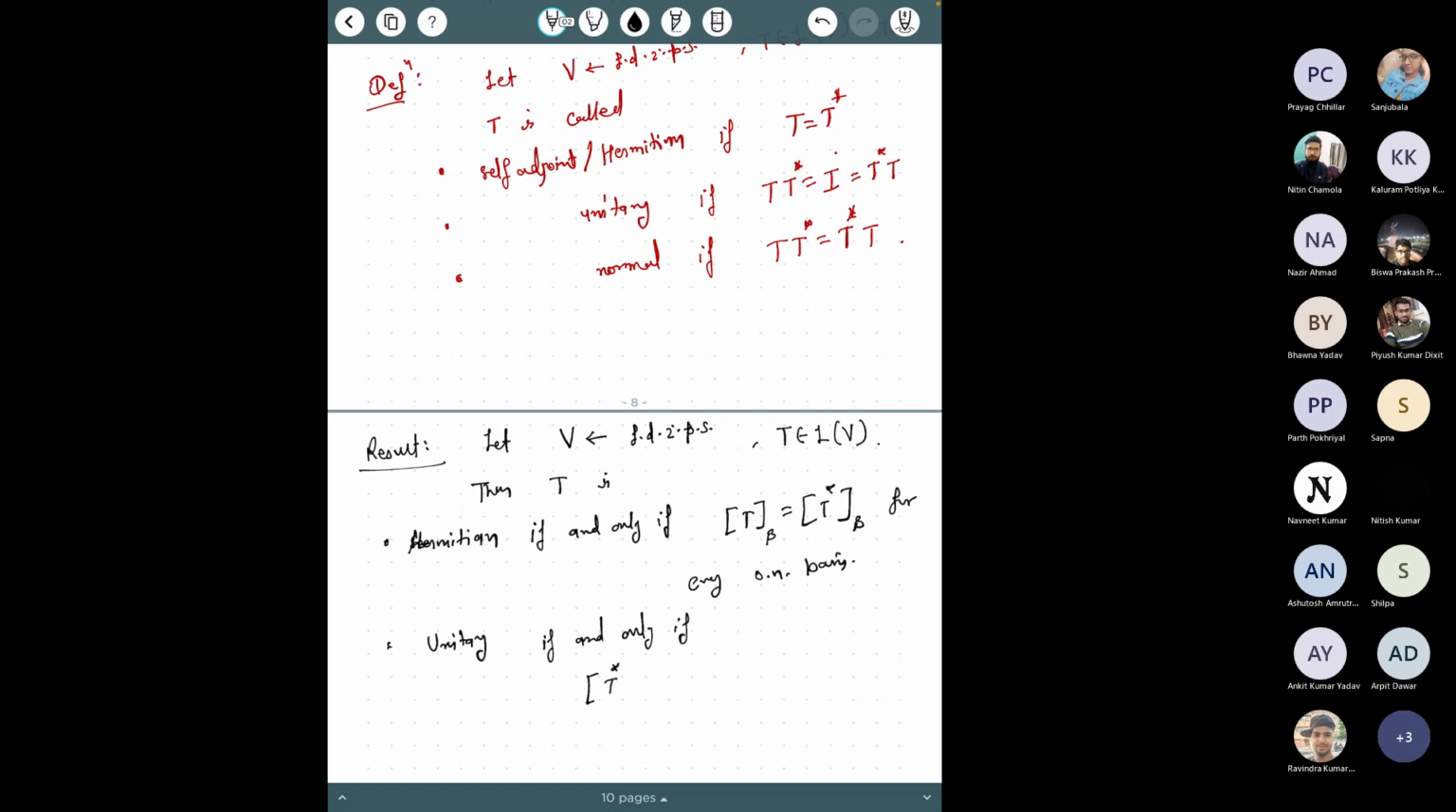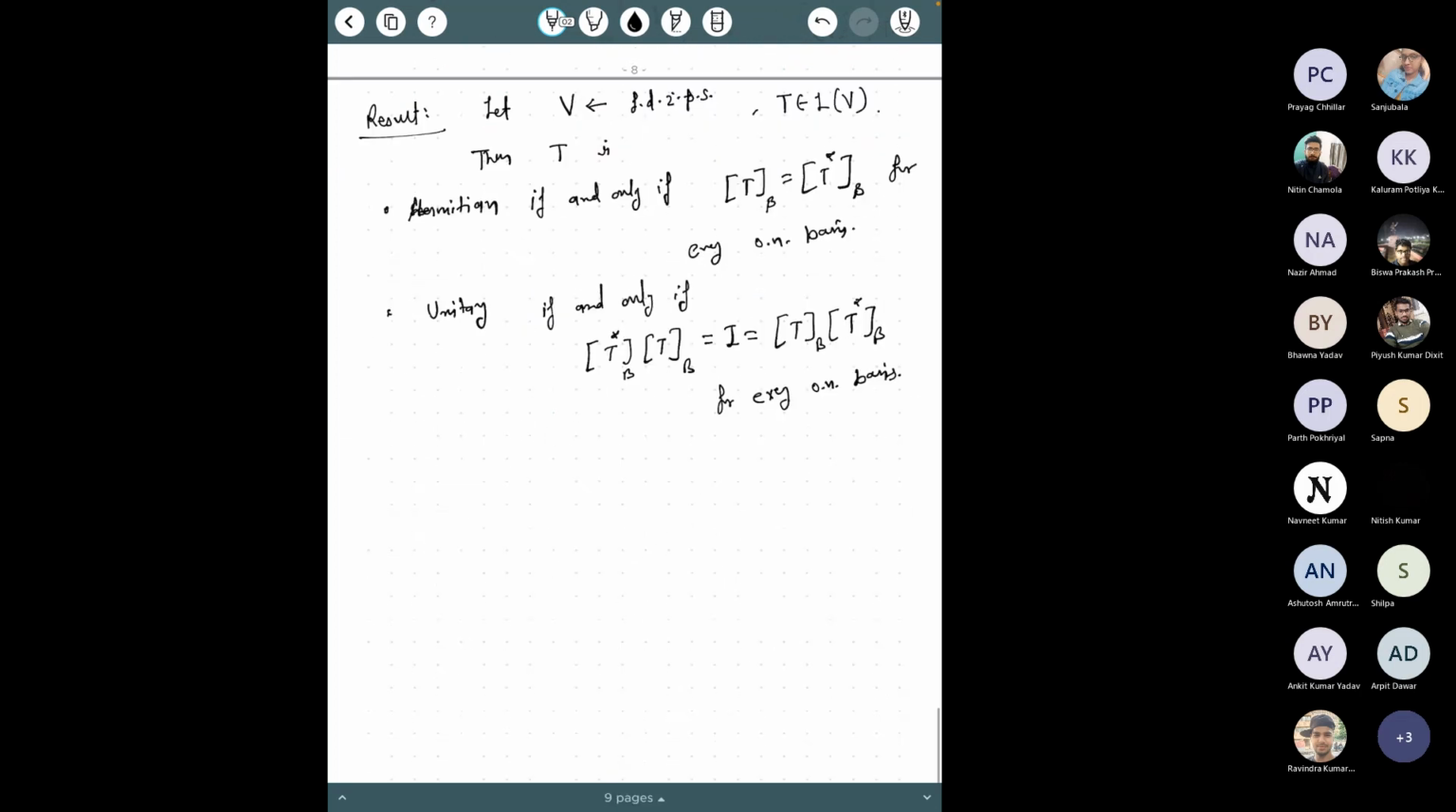if and only if T star T equals the identity, which is also equal to T T star. And this is true, again, for every orthonormal basis. If this is true for every orthonormal basis, then T is unitary, and vice versa. Similarly, it is normal if and only if this is true, and again this holds for every orthonormal basis of V.